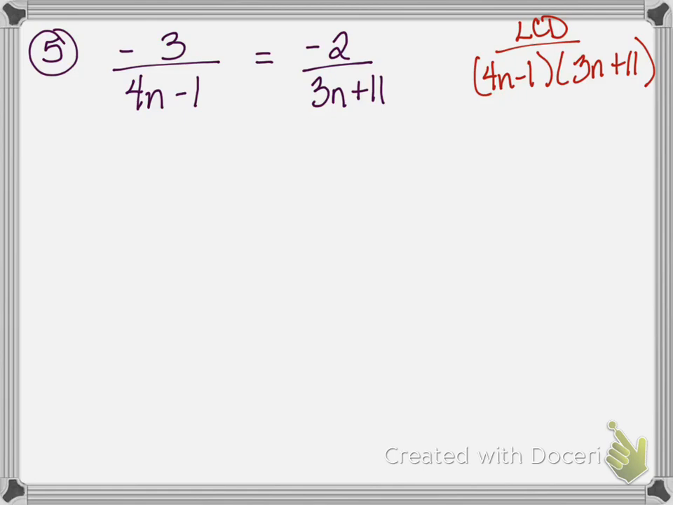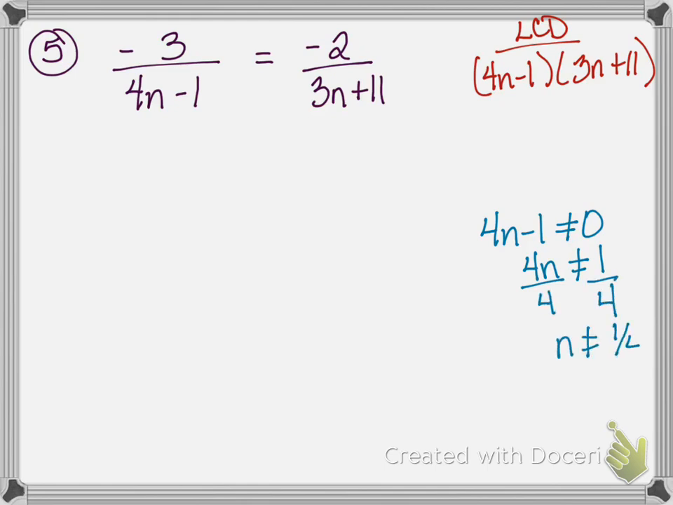Now, the next thing that I want us to determine is what values can x not be. Okay, what values can x not be? And I do that by setting each denominator not equal to 0 and solving. So I'm going to have 4n minus 1 can't be equal to 0. So I have 4n can't be equal to 1. Then I divide by 4. So my undefined value for one of my denominators is 1/4. So I'm going to put this down here at the bottom. n cannot be 1/4.